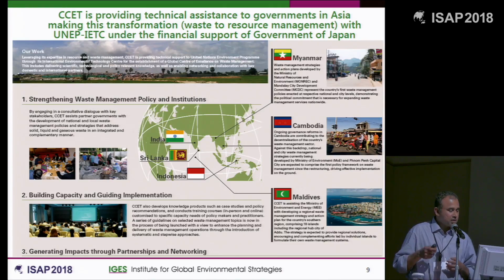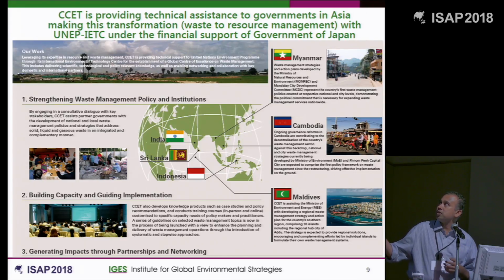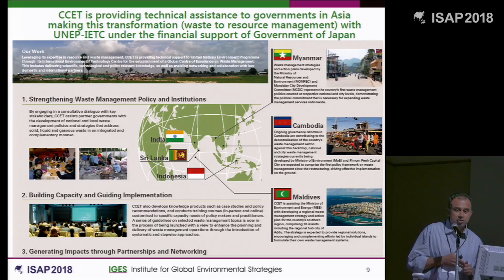In that sense, CCET is working with UNEP IETC under the support of the Government of Japan. Currently we are working with three countries, and today we have two of them, Myanmar, Cambodia, and the Maldives, and we are also going to expand our work to India, Sri Lanka, and Indonesia. So after my presentation, you can hear some of their real experience working in these countries. Thank you very much.